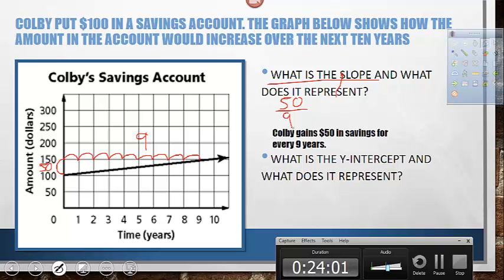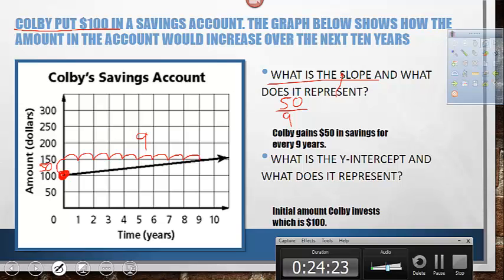What about the y-intercept? What is the y-intercept and what does it represent? Well, the y-intercept is where it starts. Right here is where the actual amount starts. That kind of makes intuitive, commonsensical sense, because he put $100 in savings. So that's going to be the initial amount Colby invests, which is $100.